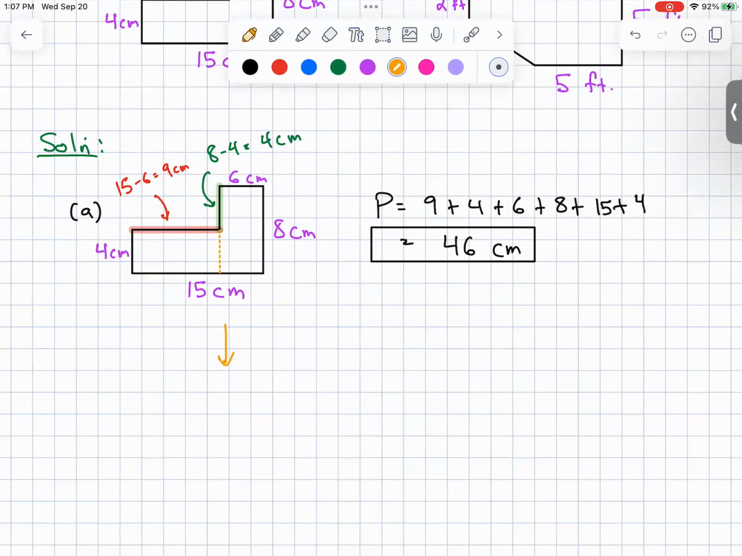So we have something that is 9 by 4, not 15 by 4. Remember, this bottom one looks like it's 4 by 15, but that's the measurement of this entire side, so it's just 9 there. It's a common mistake that students make. And then the other one is 8 by 6.